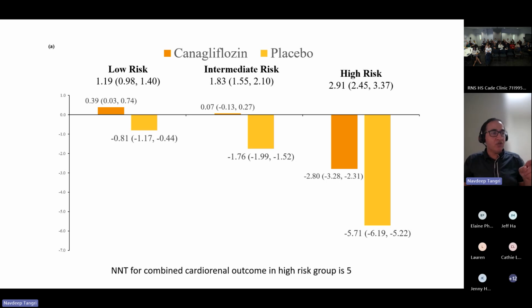The number needed to treat for the combined cardiorenal outcome in the same population per our model is actually 5 for high risk people. And I think it's about 100 for low risk people. So whether it's the eGFR slope or the combined cardiorenal outcome, the distribution along the risk continuum really holds.